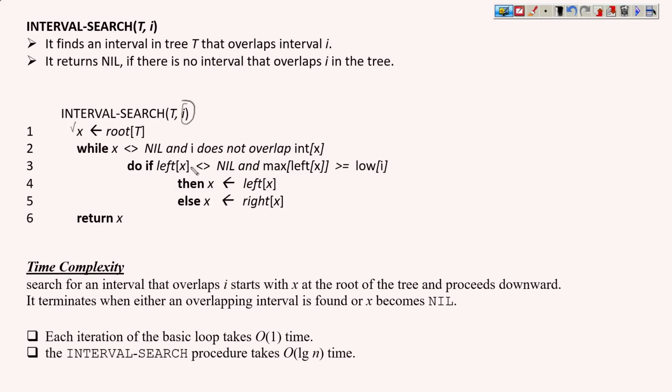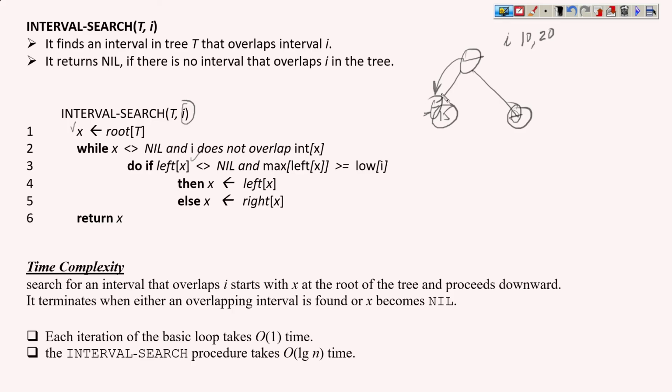Otherwise, we are done. So if the tree has a left child, and also the max of left x is more than the low of i, we have, let's say, this scenario. This is the node, this is the left and this is the right, and let's say you are searching for 10, 20, and the max value written here is 15. So if the max of the left tree is more than the low of the interval that you are searching for, then you need to move to the left. This is what is said here.